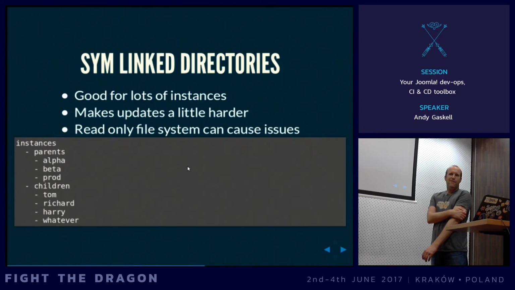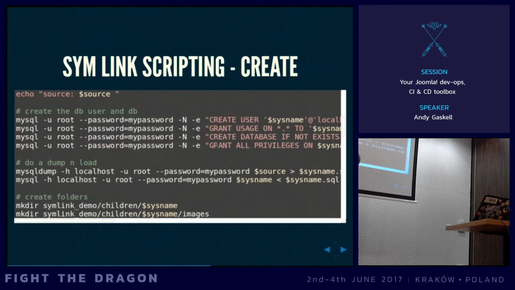You call a script with a site name, a system name, and a source. The source is the name of the parent. It goes away, creates a database, creates a user, and gives the user privileges. Then it dumps the database from the source, which is the parent in a sense, and loads it into the new child.